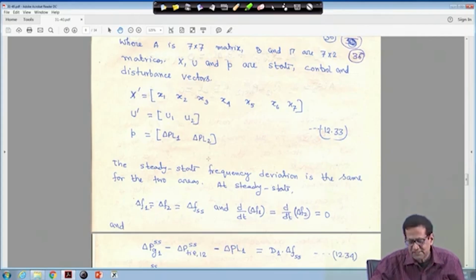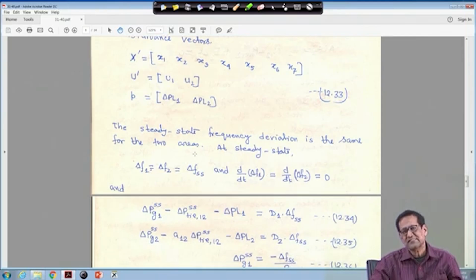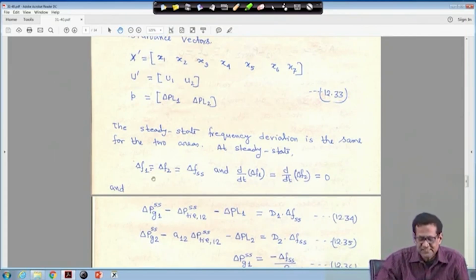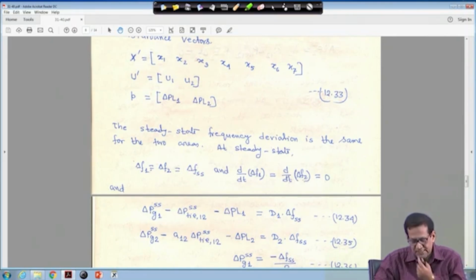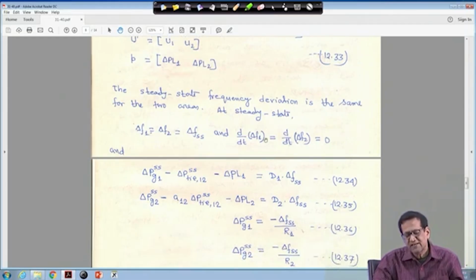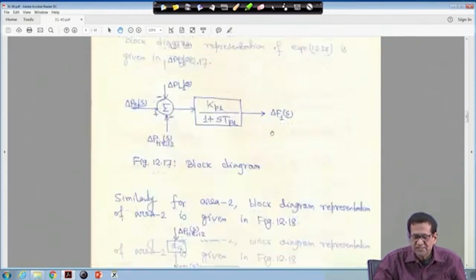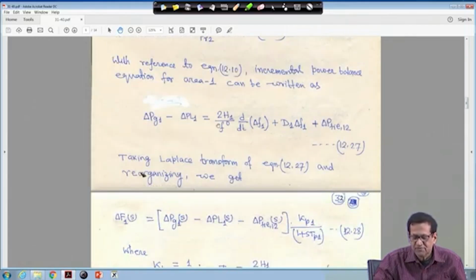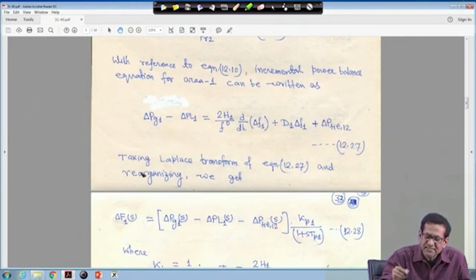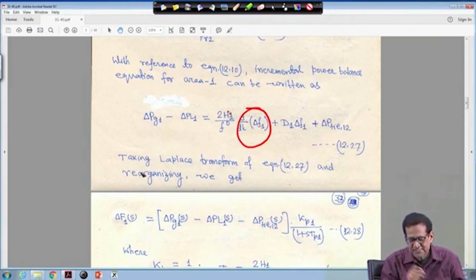Now, the steady state frequency deviation is the same for the two areas when the system reaches steady state. So at steady state delta F1 is equal to delta F2 is equal to delta Fss, and d/dt of delta F1 is equal to d/dt of delta F2 is equal to 0, because at steady state all the derivatives will be 0, right. So if we come back to this equation, at steady state this term will be 0 for area 1.